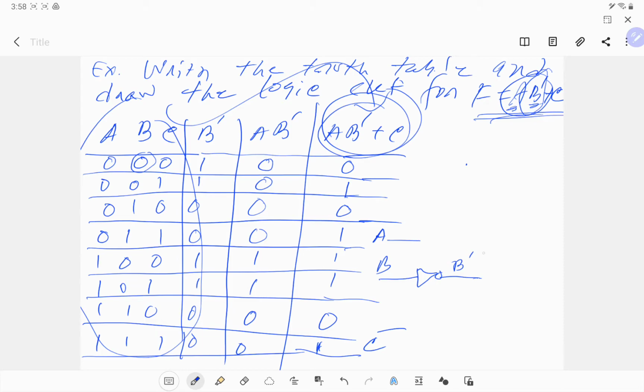Now a, b prime, we need an AND gate. One input is a, another input is b prime. So we got here a, b prime. Then plus c, we need an OR gate. One input is a, b prime, and another input is c. So now we got the function, which is a, b prime plus c.